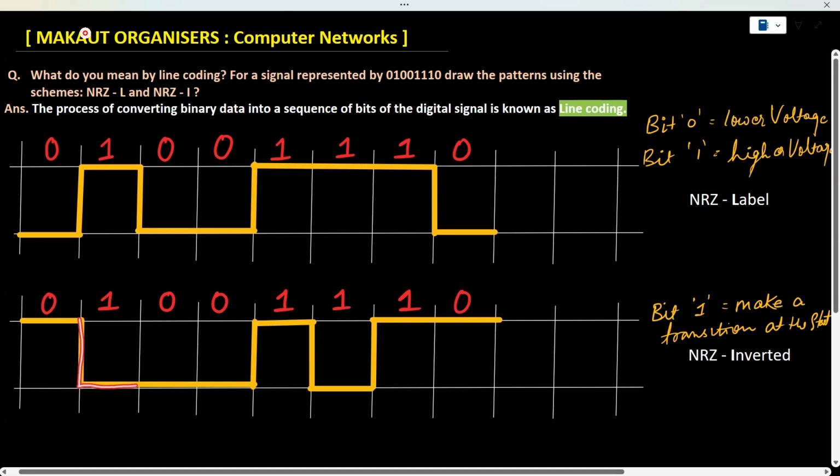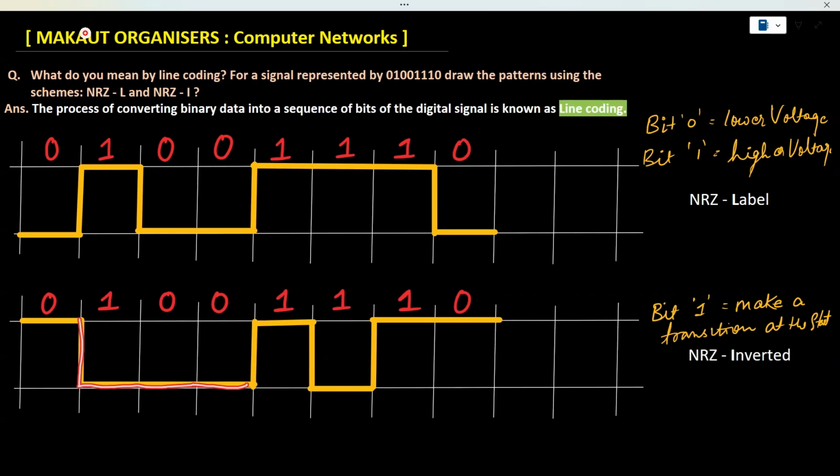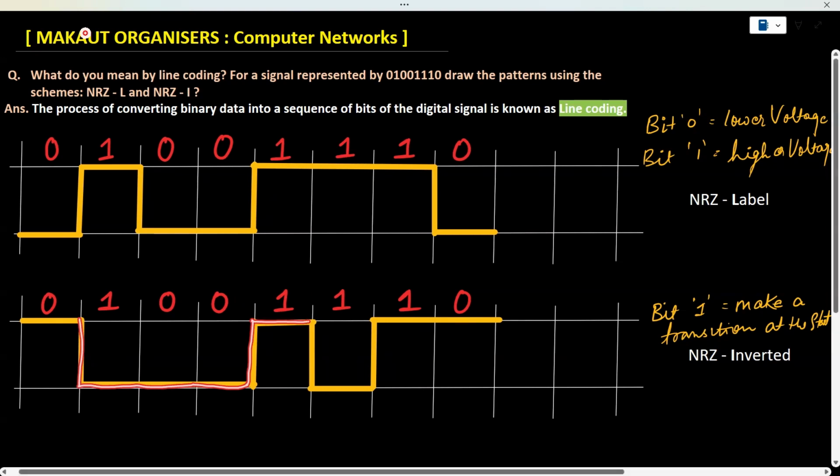Now it is zero. We will not make any transition. We will continue. Again it is zero. We will continue. Now again it is one. That means we have to make a transition. So we make a transition and go to higher voltage. Now again it is one. That means again we have to make a transition. We make a transition, come to low voltage and draw a line.